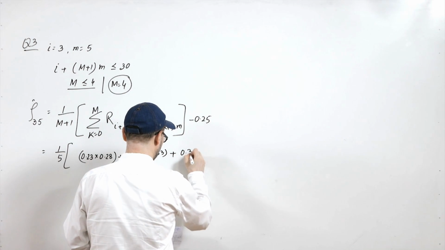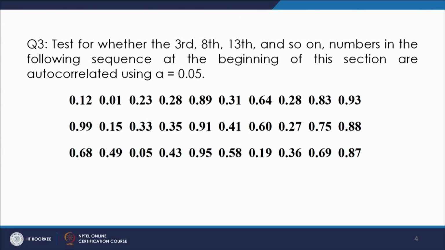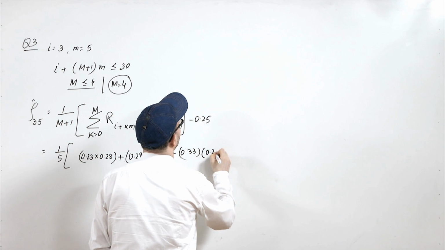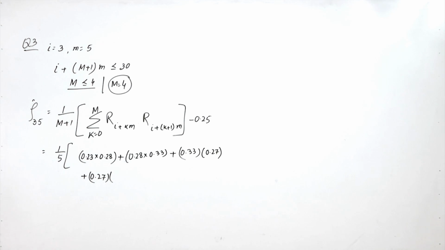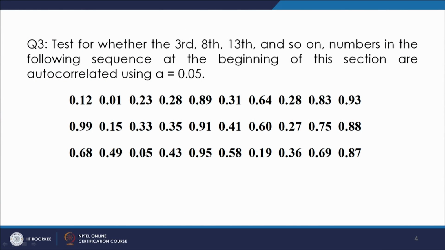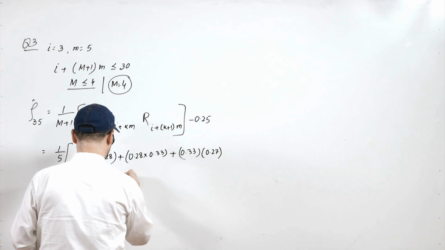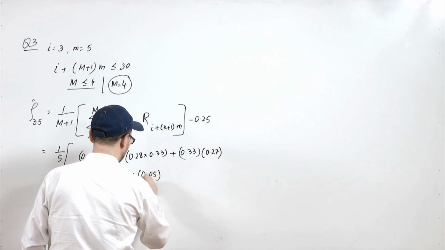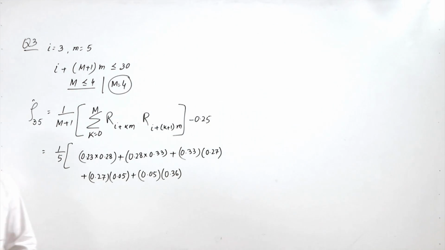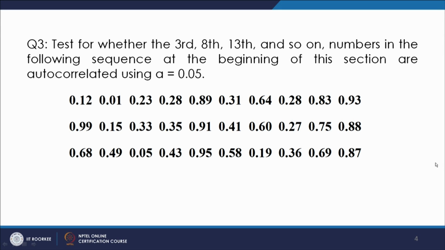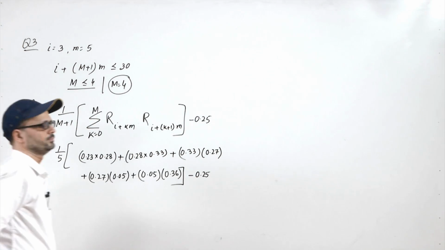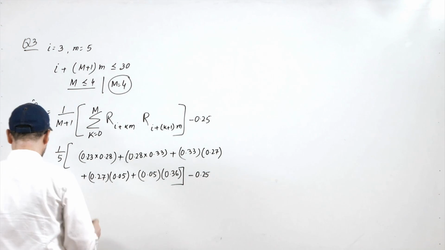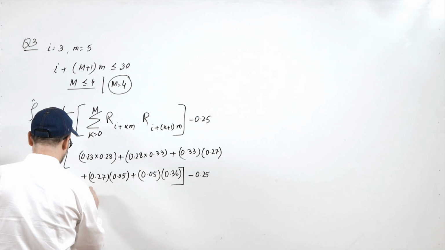So, similarly again, 0.33 multiplied by the 18th position, which will be 0.27. Then further 0.27 multiplied by, you see, we go to the next interval, so it will be 0.05. And then again 0.05 multiplied by 0.36. This is the last number which we get, because after 0.36 we do not have any number left, and then we subtract 0.25. So this value, if you get it, is coming as minus 0.1945.